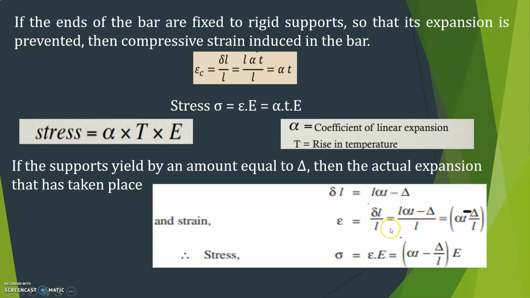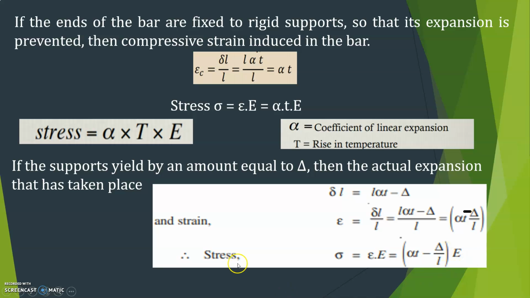Simplify this. Take first L into alpha into T divided by L. L gets cancelled, giving alpha T. Then the second part, delta divided by L. Simplify this and you get alpha T minus delta divided by L. So this is strain. How do you calculate stress? Stress is equal to Young's modulus into strain. What is strain now? Strain is alpha T minus delta divided by L, into Young's modulus E.